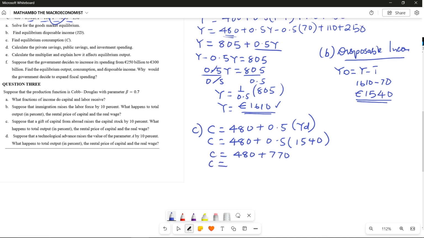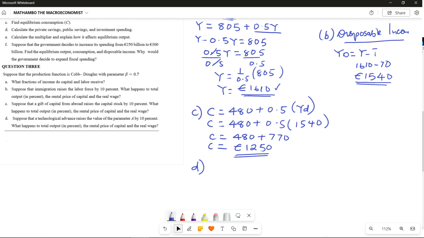So plus that, this is giving me 1250 euros. Okay, 1250 euros, meaning that this is our equilibrium level of consumption. And then part D is saying calculate the private savings, public savings, and investment spending.